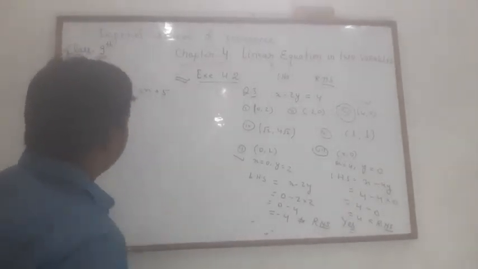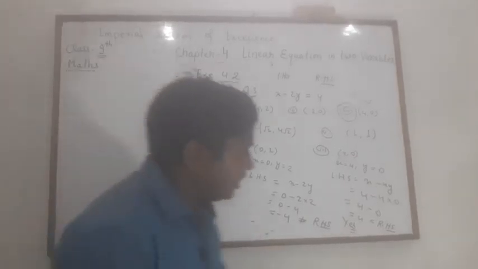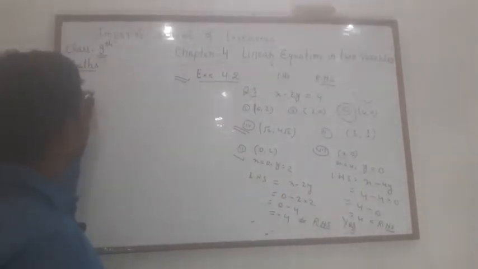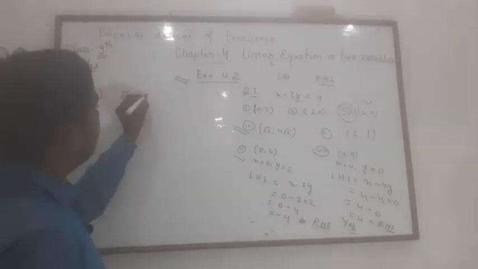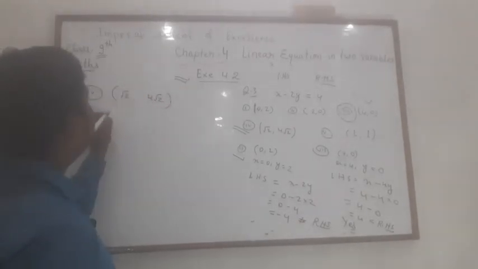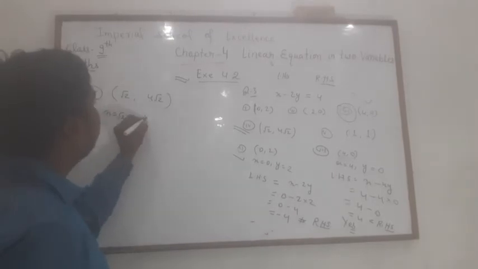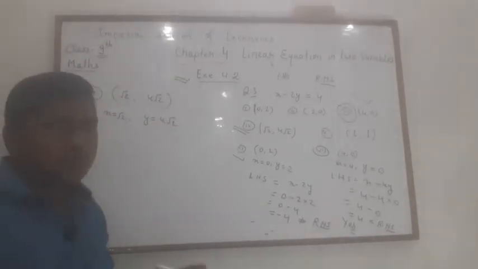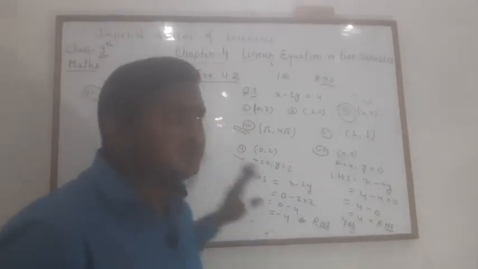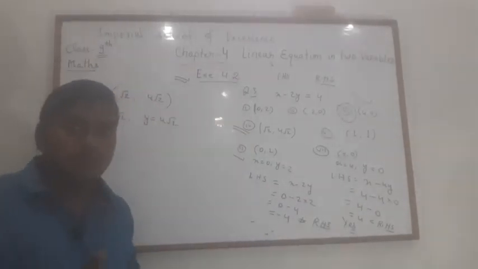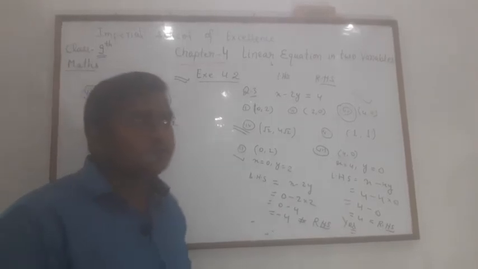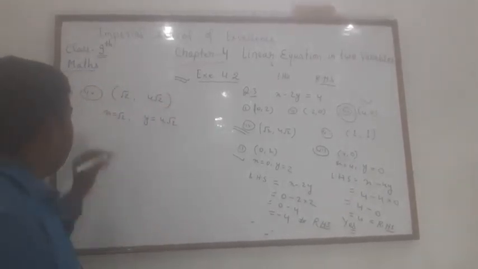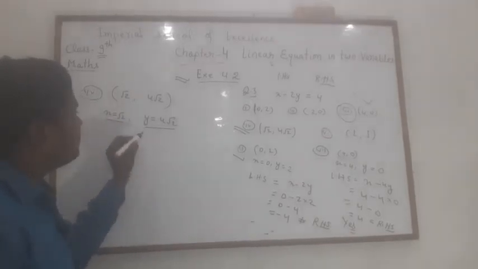Let's see the 4th point of this question. This is (root 2, 4 root 2). Here x is equal to root 2 and y is equal to 4 root 2. Okay. So don't hesitate with this root 2, because these are irrational numbers. We have studied them in chapter one. So we don't have to worry because they are just numbers.